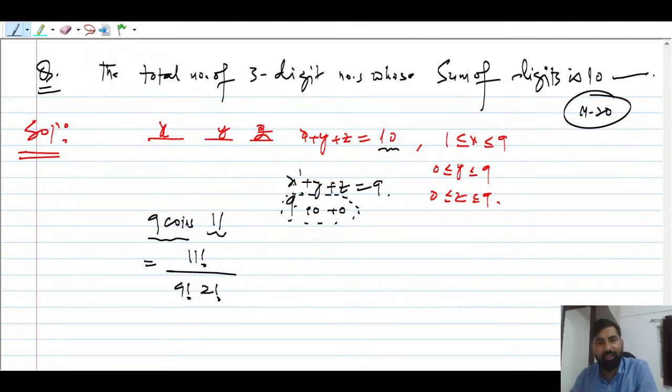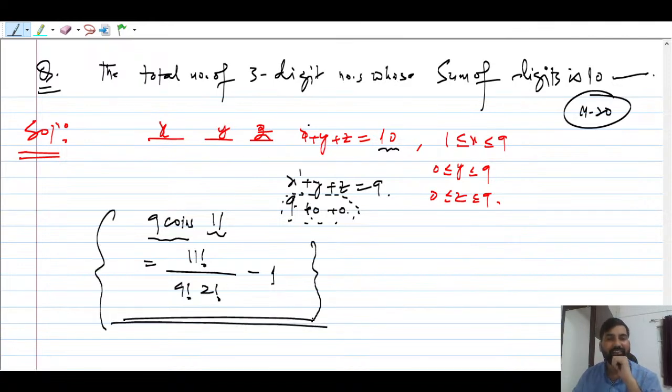This case has already been counted also, right? 9 coins you have given to x, and then 0 coins to y and z. Already you have given one coin here, but this case will be extra here, so you have to do 1 minus in this case, right? 1 minus is very important. If you are counting something extra, you have to subtract it. So if you compute this, you will get 54 as the answer. Understood? This is what you have to take care of. That's it.